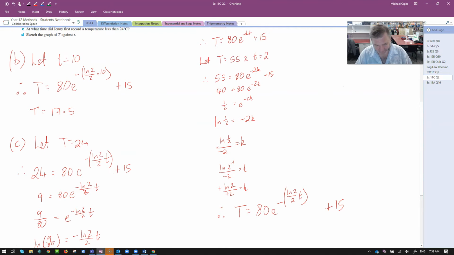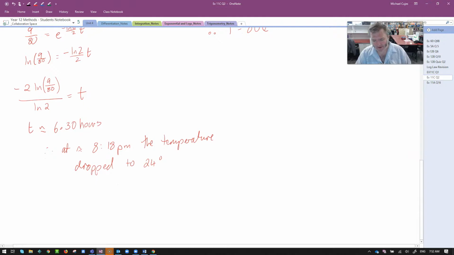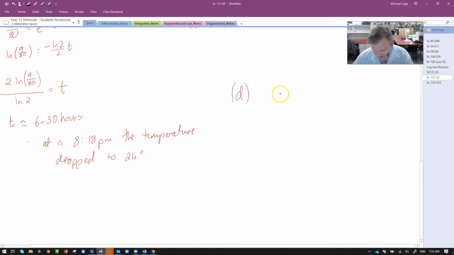Yeah. Sketch a graph of T against little t. Well, I'm hoping you could use your calculator to do that. But if you were stuck and you didn't have a calculator, what's happening? Well, it's an exponential decay graph. We all know the basic shape of one of those is like that. But it's been shifted 15 up.